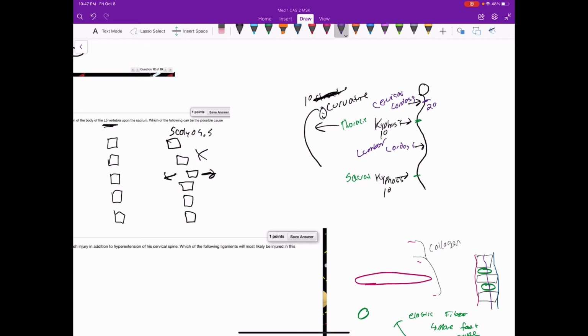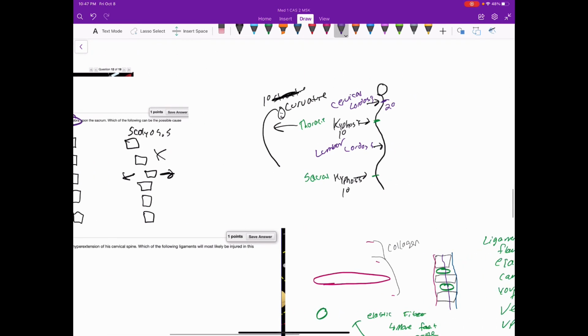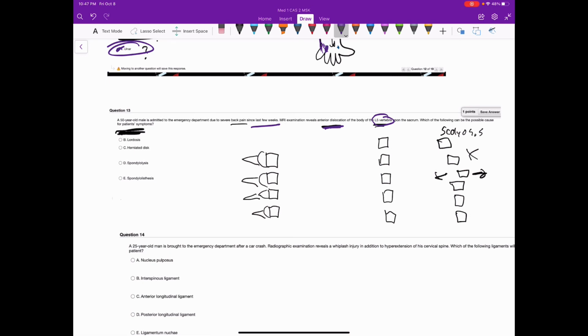However, what do we say? A 50-year-old male is admitted to the emergency department due to back pain since the last few weeks. MRI shows anterior dislocation of the body of the L5 vertebra. So we go to the vertebrae, but this is the whole entire lumbar. So this is L1, L2, L3, L4, and L5. This is not one single vertebra. So the answer can't be lordosis because lordosis would involve all the lumbar vertebrae, not just one of them.